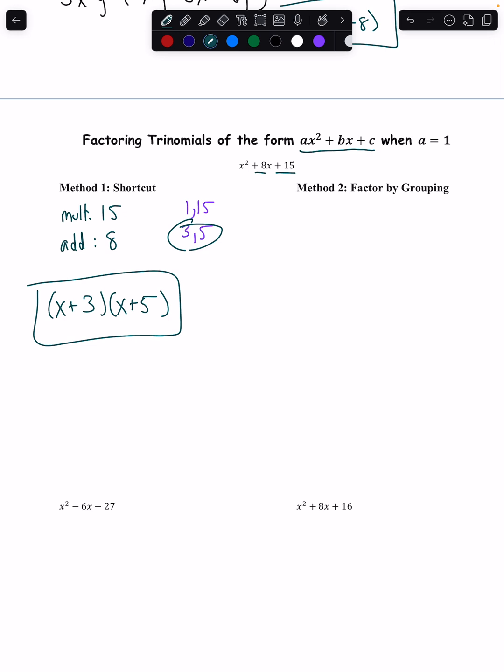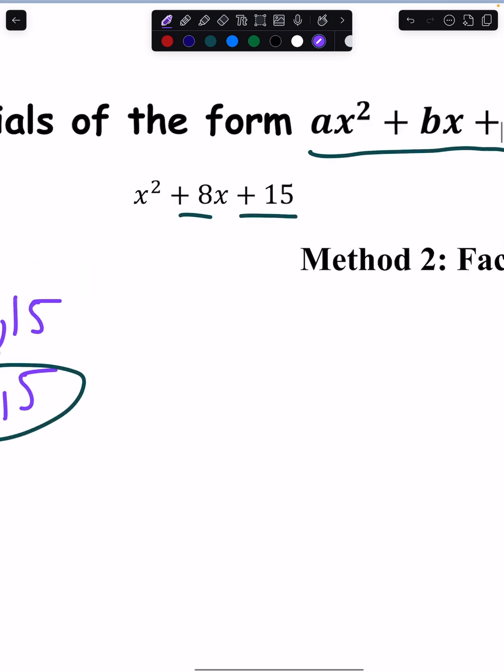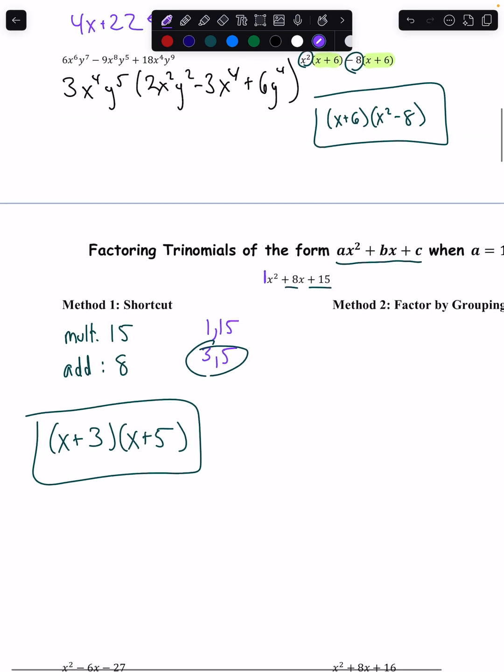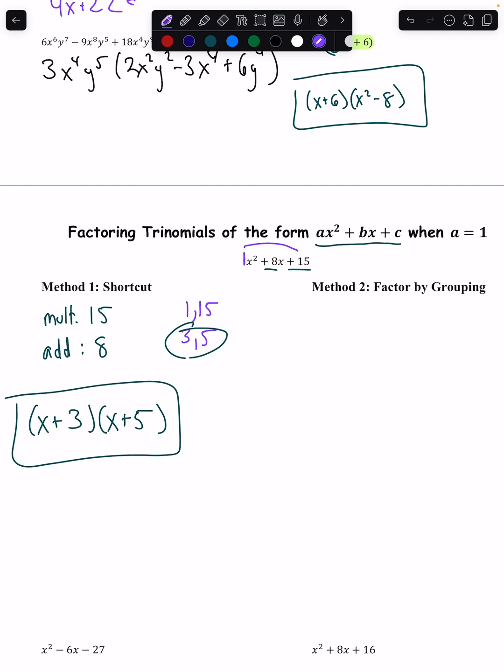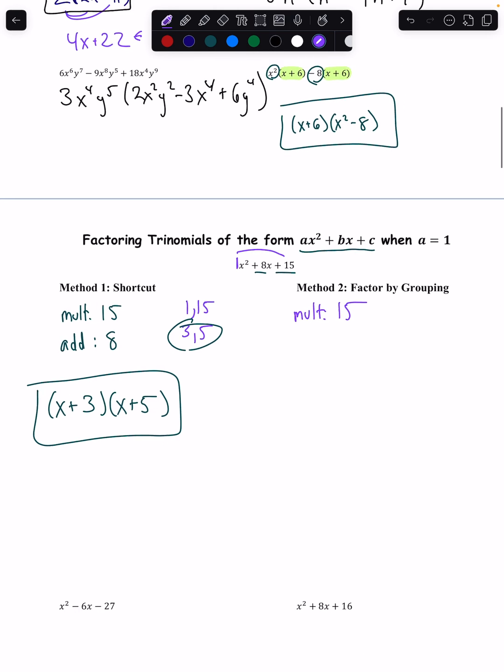We should get the same answer at the end. So we start out very similar, but the main difference is we have to look at the coefficient on x squared. There's no coefficient there, but remember, that's really a 1 there. So we have to find two numbers that multiply to 1 times 15, which I know what you're probably thinking, isn't that just 15? It's the same thing as before. Yes. And add to that middle number of 8.